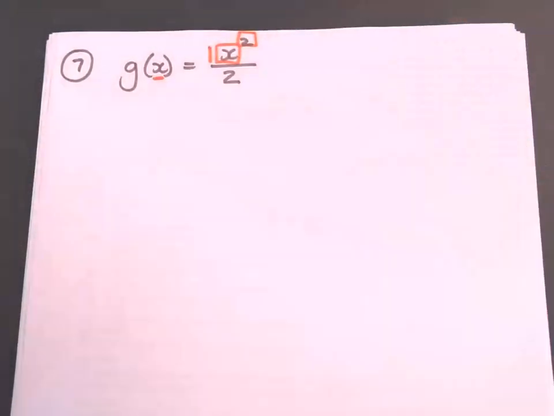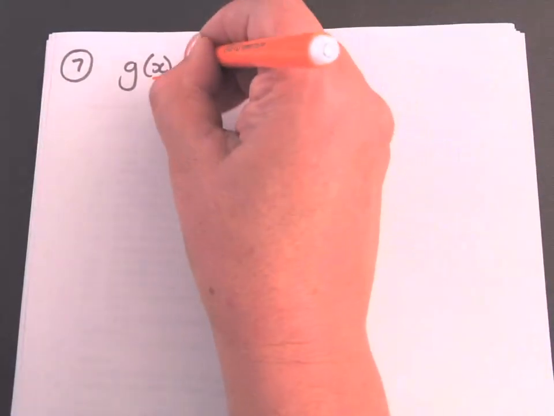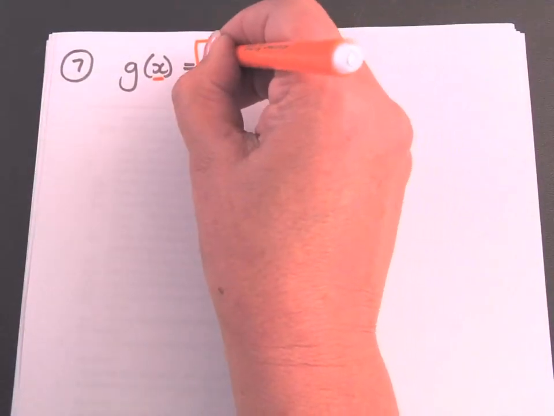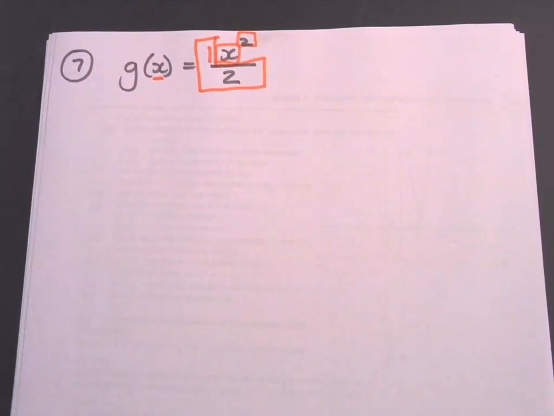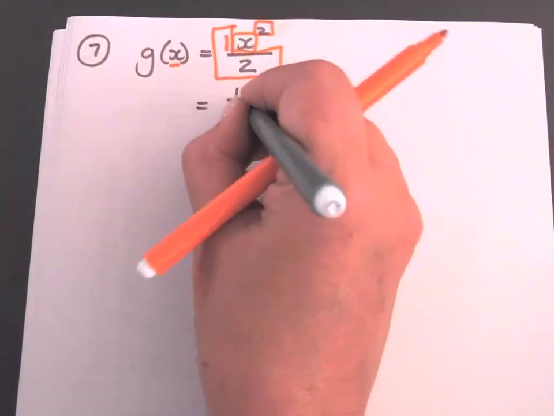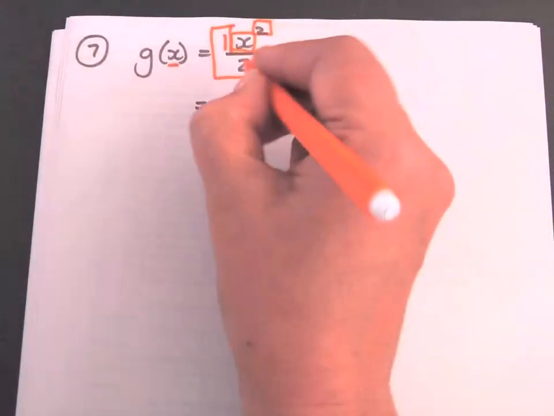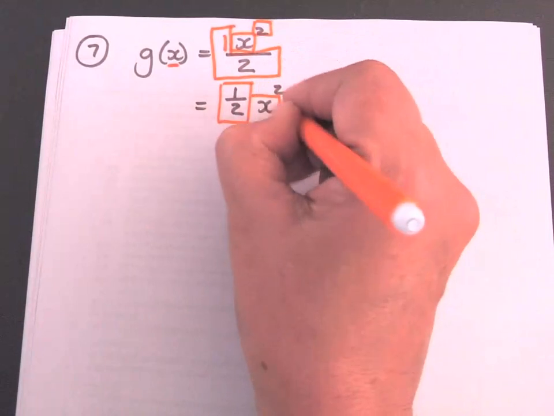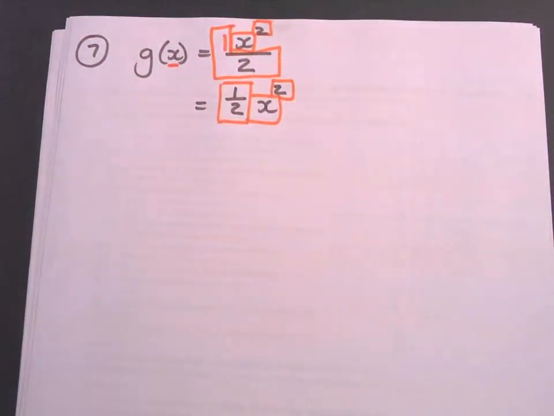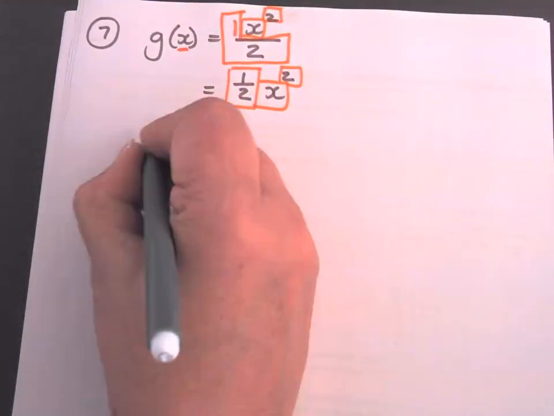So in front of the x, I have an invisible 1. And this, together with the 2 as a denominator, becomes my coefficient. That will be a half x squared. And now I have my 3 boxes. Now I can do the first derivative.